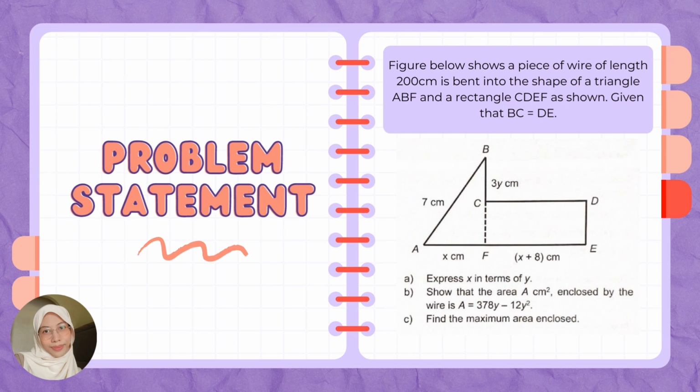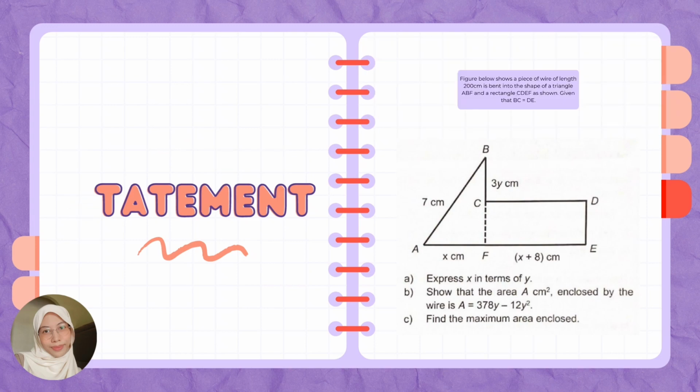The second problem statement is B. Show that the area A cm² enclosed by the wire is A equals 378y minus 12y². And the last problem statement is C. Find the maximum area enclosed.